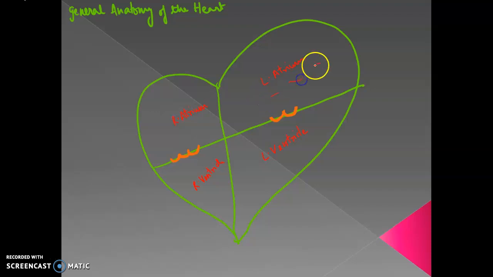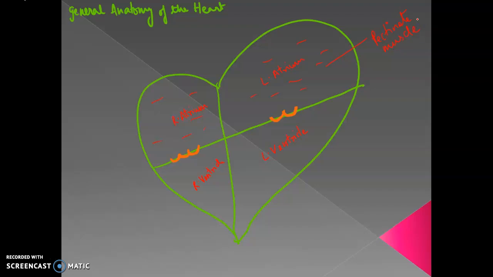There are muscles of the atrium, and these are the general muscles of the atria, and these are called pectinate muscles. What are they? Pectinate. They are pectinate muscles.